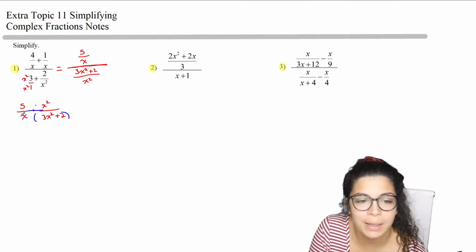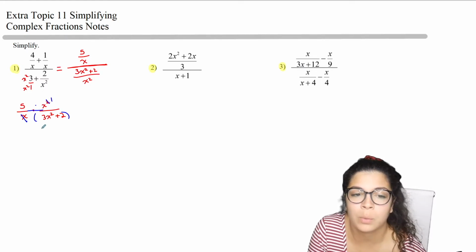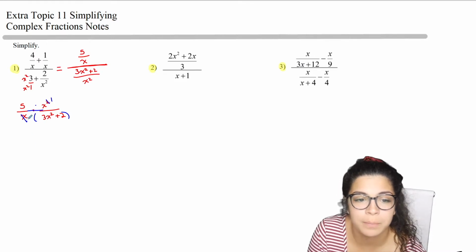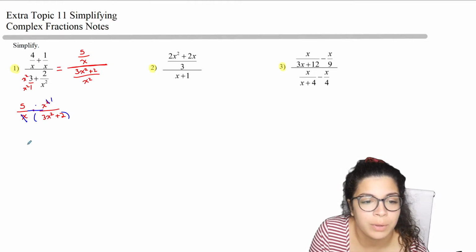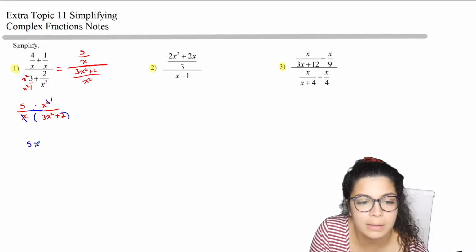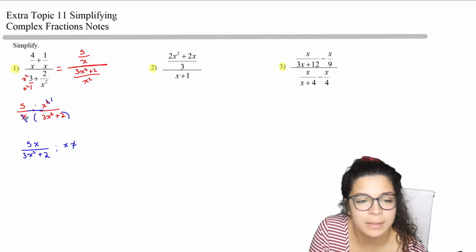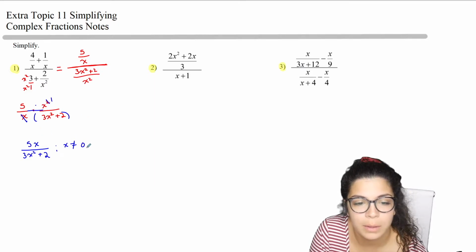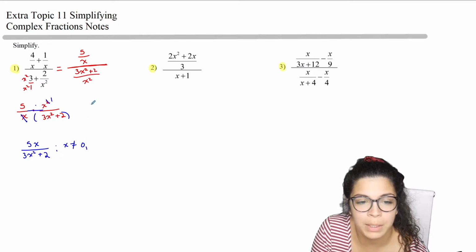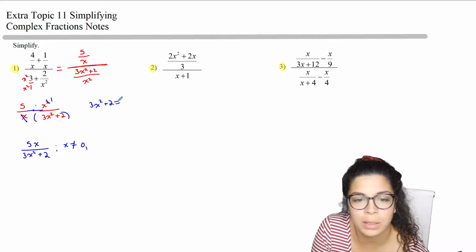Now we can cancel out one copy of x here with one copy of x here, leaving only one copy of x in the numerator. So we end up with 5 times x over 3x squared plus 2. And again, of course, we do have to list excluded values. x cannot be 0, and 3x squared plus 2 cannot equal 0.